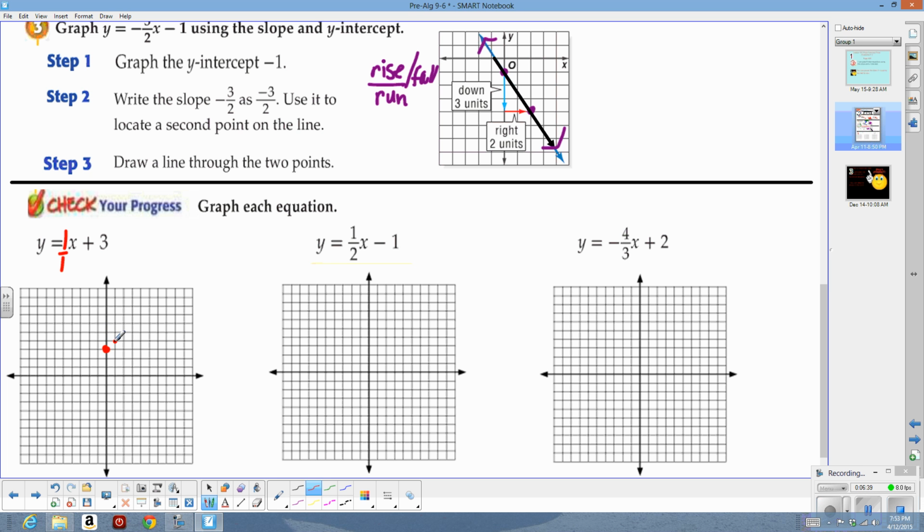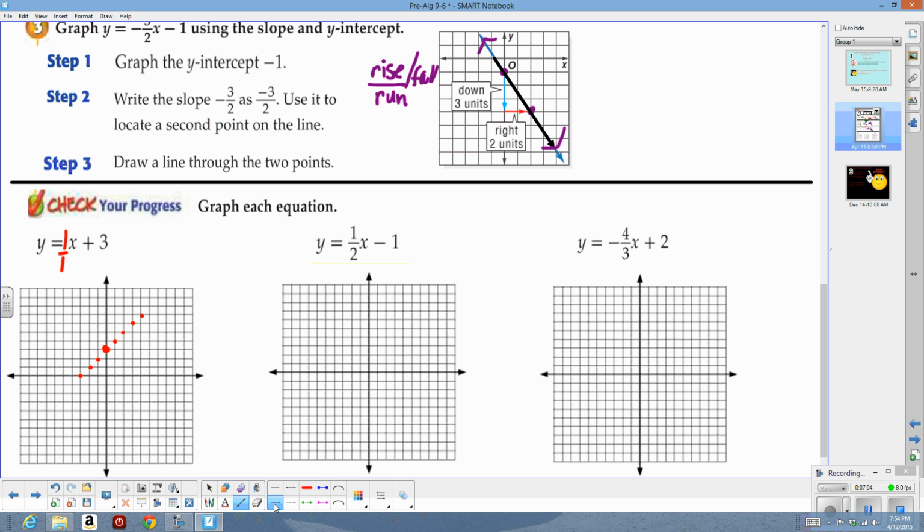Now technically you only need 2 points, but to make a more accurate line, I like to make a few more so I can line it up well to make my straight line. So rise 1, run 1, rise 1, run 1, rise 1, run 1. You could also go down 1 and left 1, because again, if you go in a negative direction both times, that actually is a positive slope.